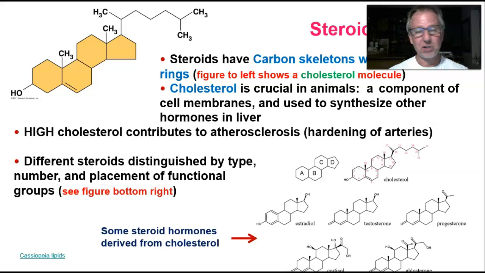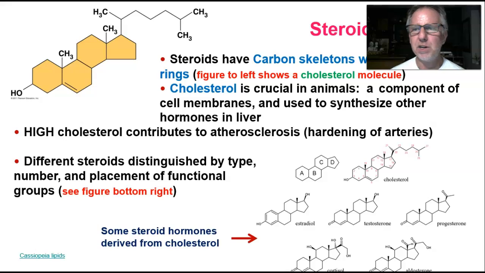So high cholesterol, another bad thing. Watch the amount of cholesterol in your diet. On the other hand, cholesterol is really important. You've got to have it to be healthy. So like everything else, you need moderation. You need a balance.